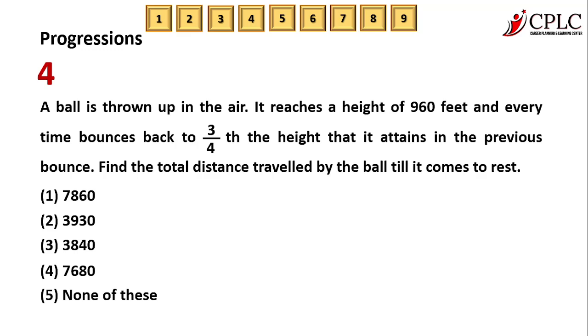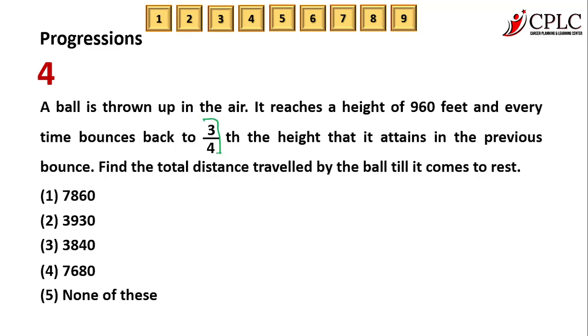Now, how do we do this? So, the first thing we have to understand is the clues basically. First you need to identify, and you will understand that it's a question of GP kind of a question, because the first height is 960, and every time it bounces back to three-fourth of the height of the previous bounce. So clearly the ratio is the same between two consecutive heights. It will be three-fourth of the previous height. So the ratio is the same. The value of R is 3 by 4.